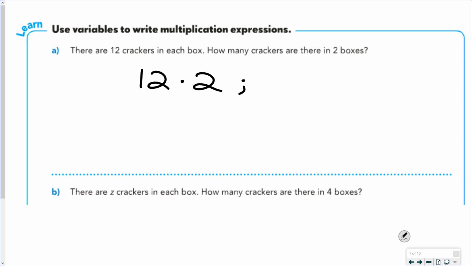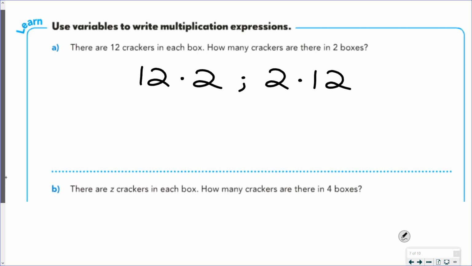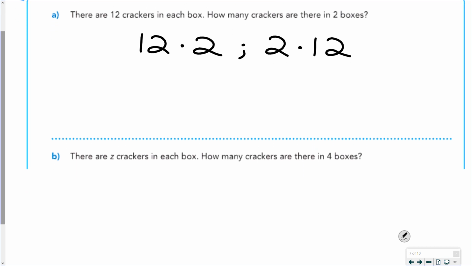Just like addition, you can switch the order for multiplication. So another acceptable answer would be 2 times 12. So for part B, there are z crackers in each box. How many crackers are there in 4 boxes? Well, you could have z times 4. You could have 4 times z. Or another way that you will start seeing multiplication written when you have an algebraic expression would be to put those two together, and you could have 4z.